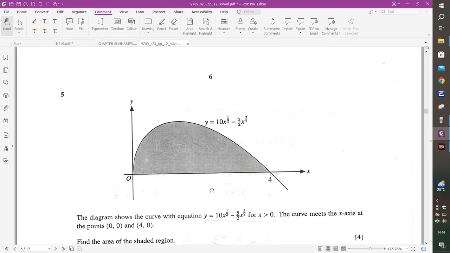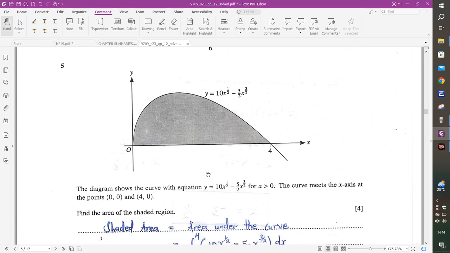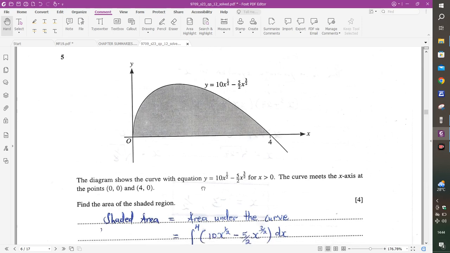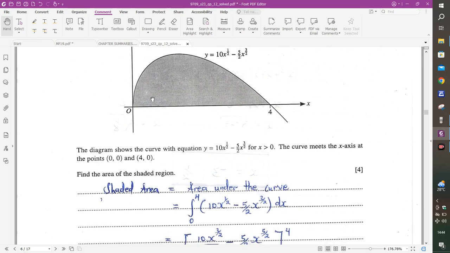Next is number 5. They're saying that the diagram shows the curve with this equation. y is equal to 10, then x to the power of a half minus 5 over 2, x power 3 over 2 for x greater than 0. The curve meets the x-axis at these points. Find the shaded area. So for the shaded area, we are supposed to integrate, okay? So we integrate area under the curve. So it is from 0 to 4.